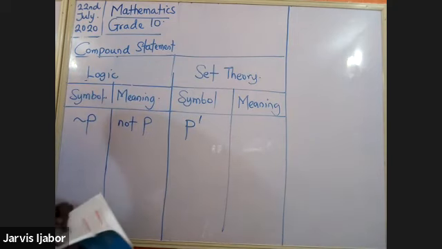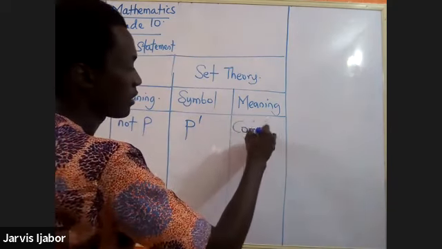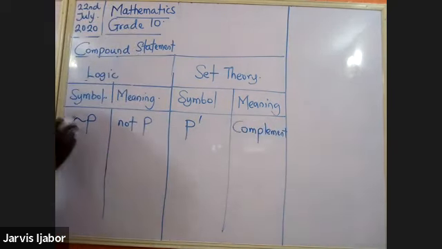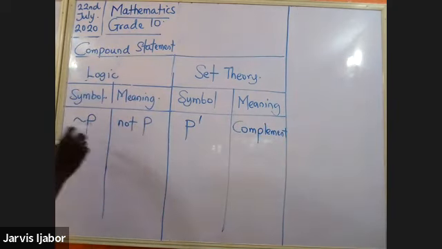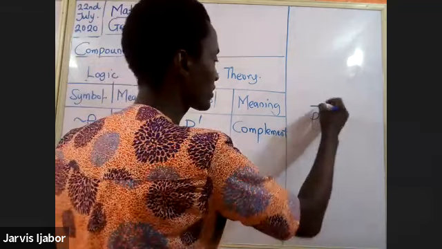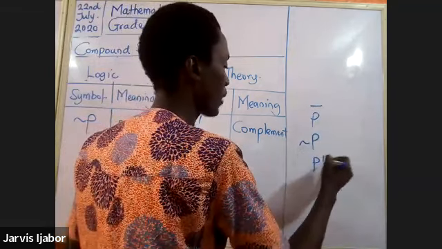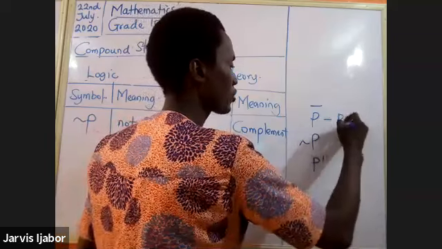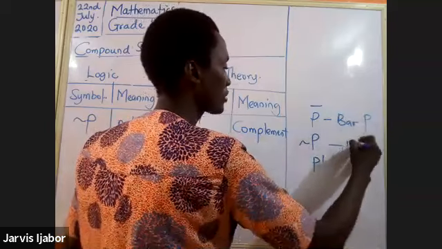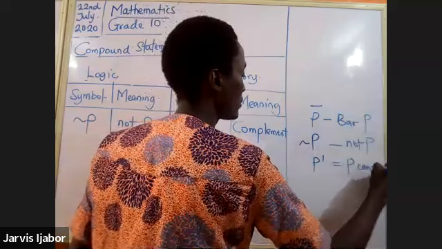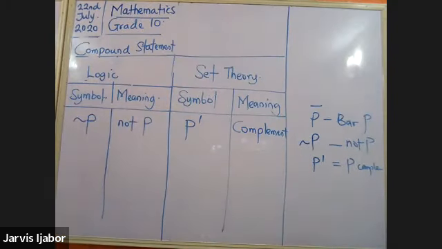So that settles that. Then the meaning is what? Is complement. So here it is complement. Here it is not P. Logic, this one means not P. If you remember the first class we had, this is not P. We said there were three symbols we used in that class. We use this, we use this, we use this. I would say they all mean the same. This is P bar or bar P, just to help you. This is not P. This is P complement. So take note of that, just to help you remember that.